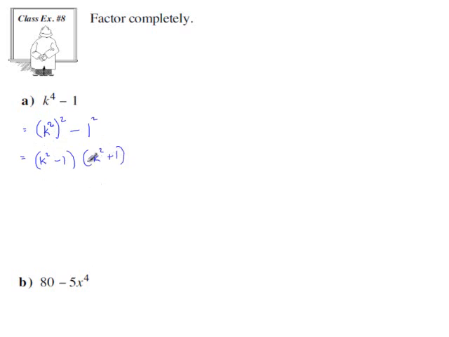Then you need to check each of these brackets to see whether either one of them is factorable. The k squared plus 1 is not further factorable. The k squared minus 1 is another difference of squares. So I could write this as k minus 1 times k plus 1 times k squared plus 1. Look inside the brackets again, see if anything else is factorable, and no. So that's done.